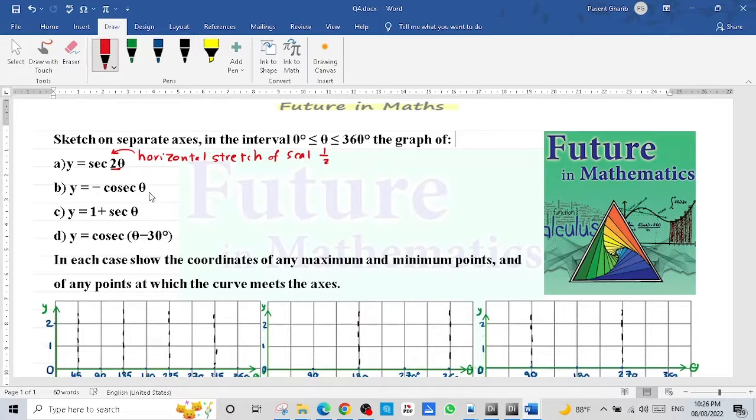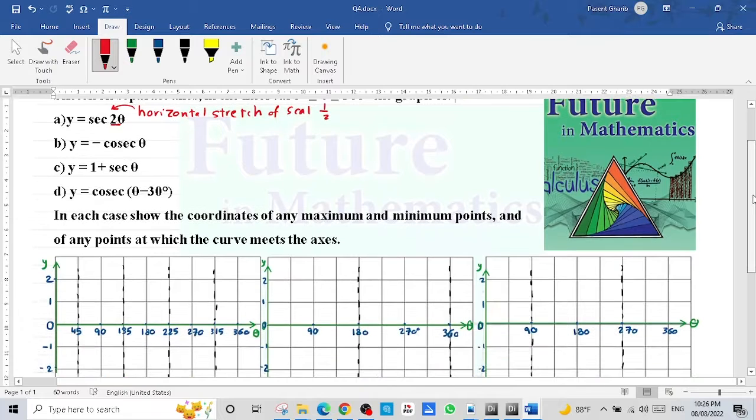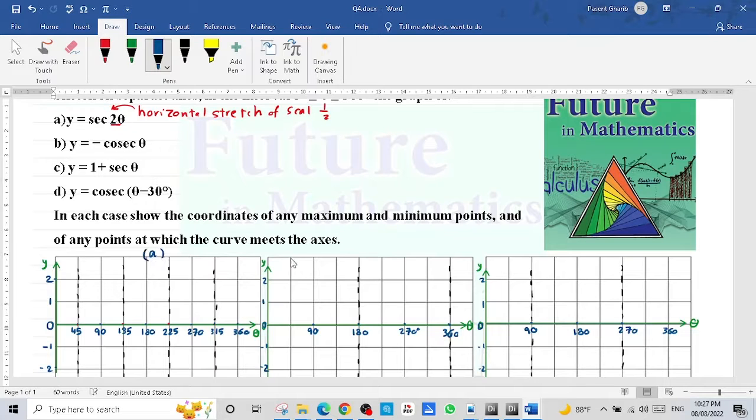What about the asymptotes? We know that sec 90 is undefined. When we add 180 to 90, it becomes 270. Sec 90 is undefined, sec 270 is undefined, sec 450 is undefined, and so on. When we divide by 2, then the asymptotes are at 45, because 45 multiplied by 2 is 90, at 135, 225 degrees, and 315.